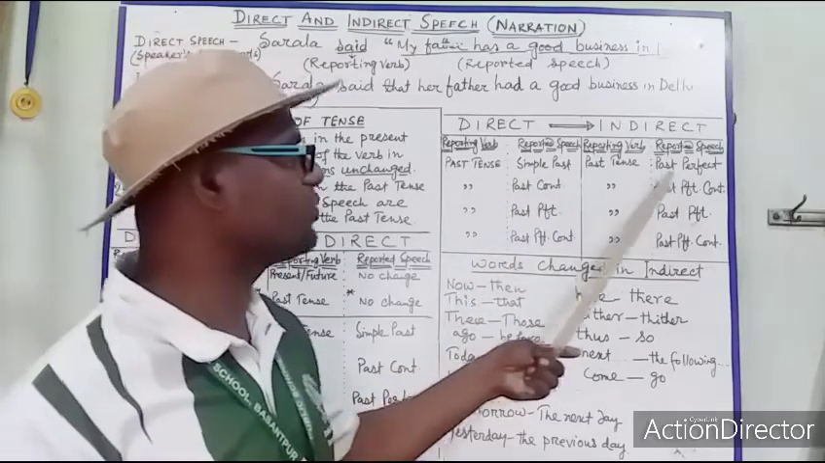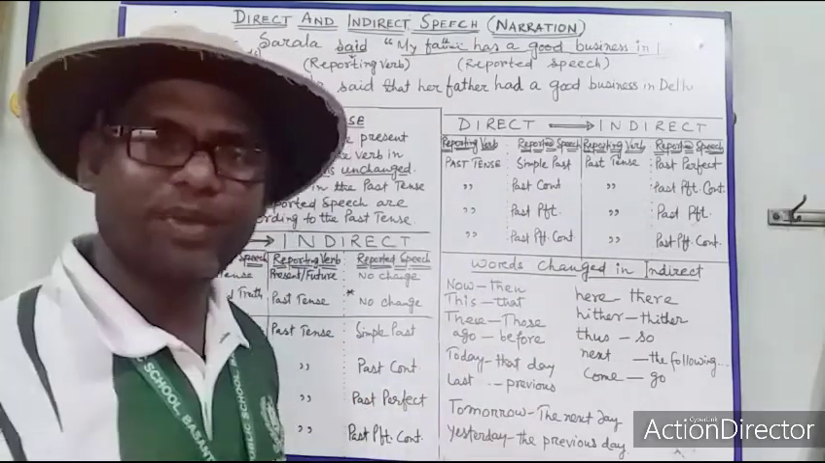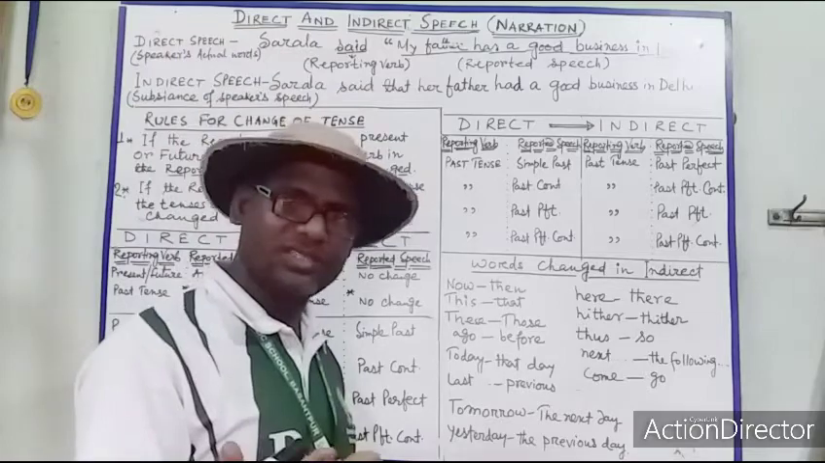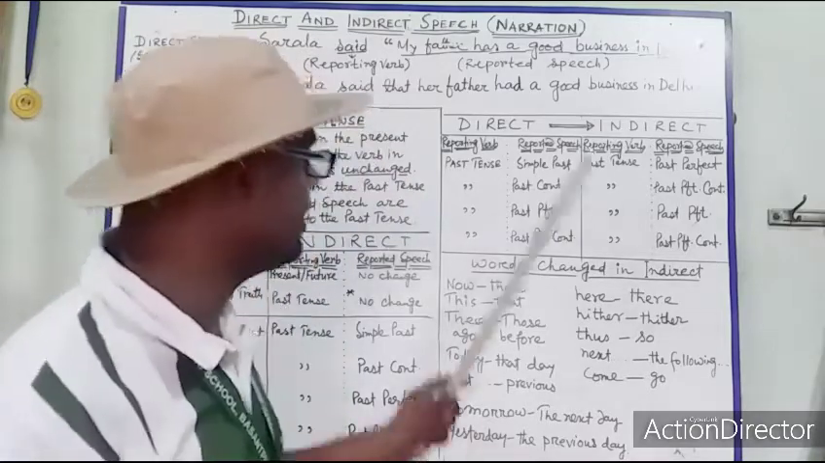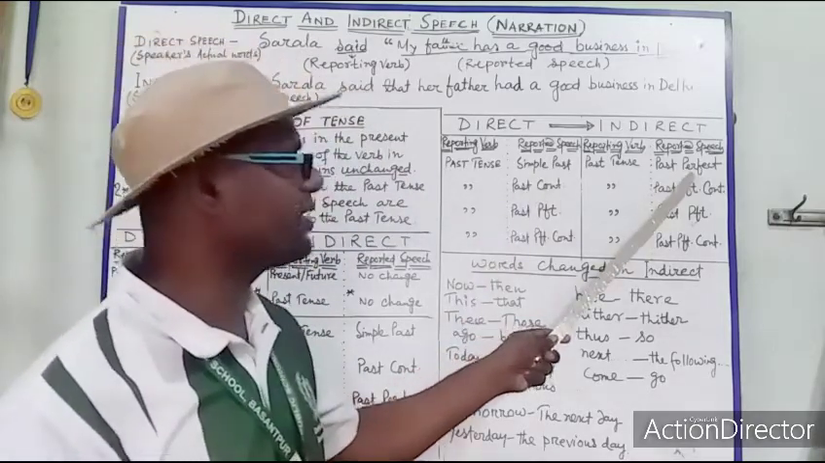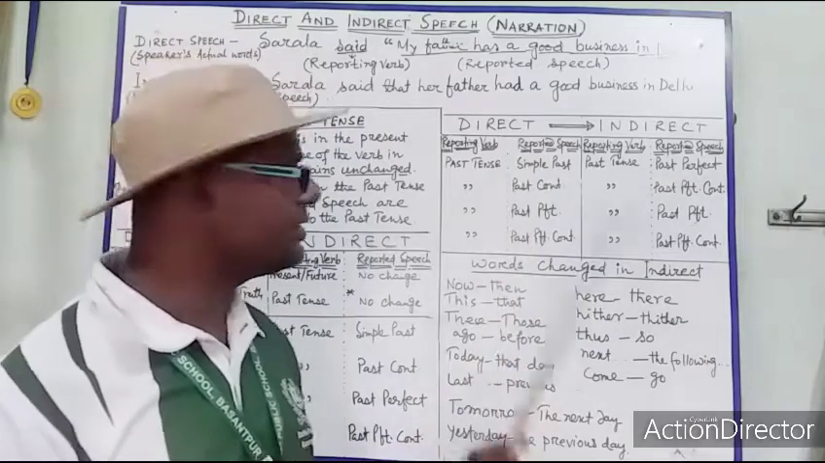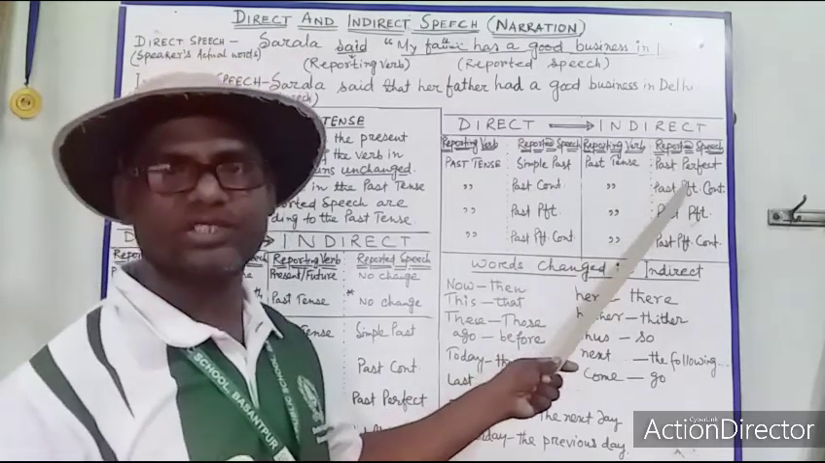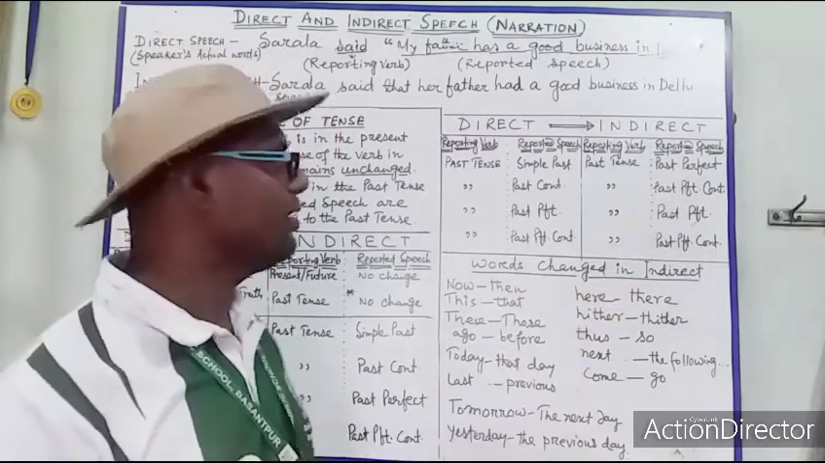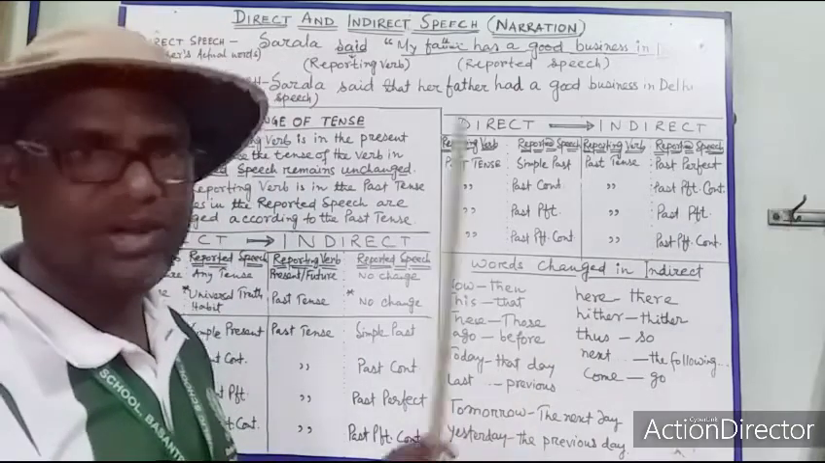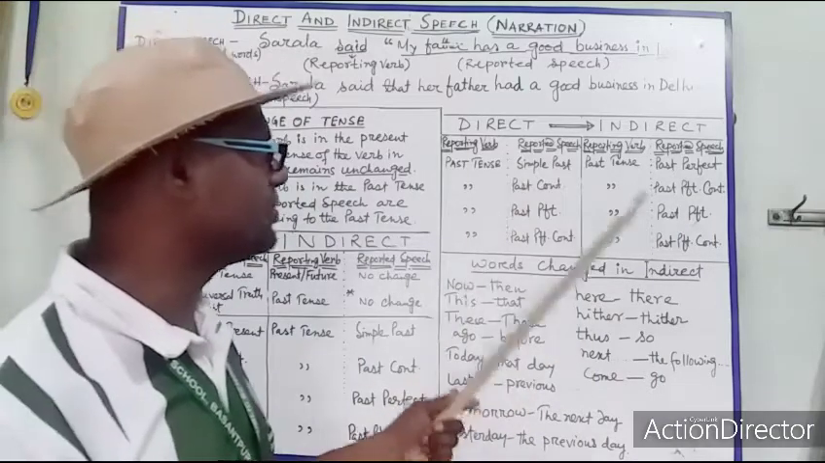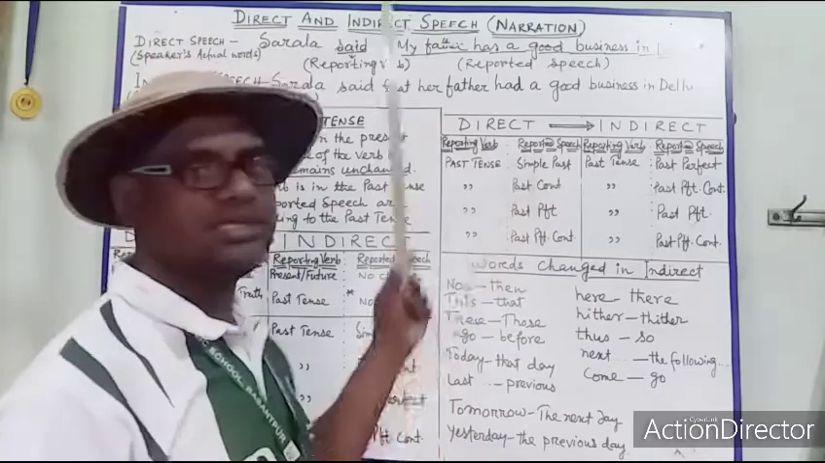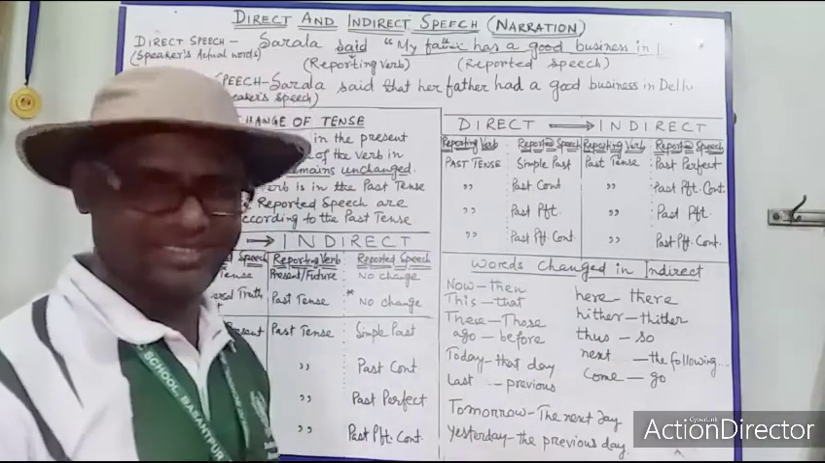Simple past will be past perfect. After simple past, what do you say? Past continuous, then past perfect. Here you say simple past becomes past perfect. That means leaving one tense, we are writing the next one. Okay, that means alternate one. In alternate tense, we have to change the past tense into their alternate tenses.